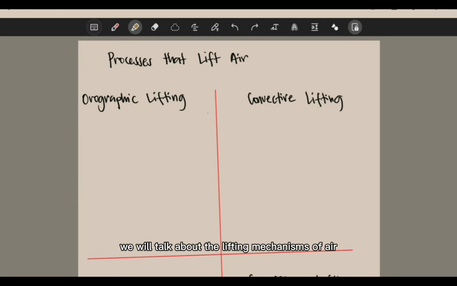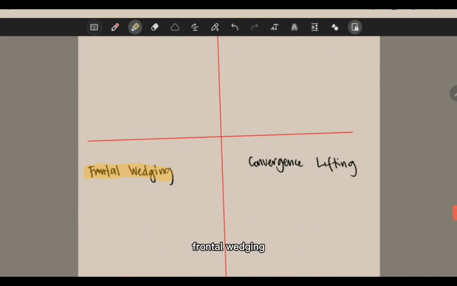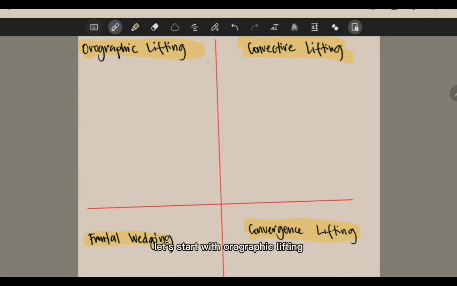In this video, we will talk about the lifting mechanisms of air, or simply, processes that lift air. To get an overview, we will discover orographic lifting, convective lifting, frontal wedging, and convergence lifting. Let's start with orographic lifting.